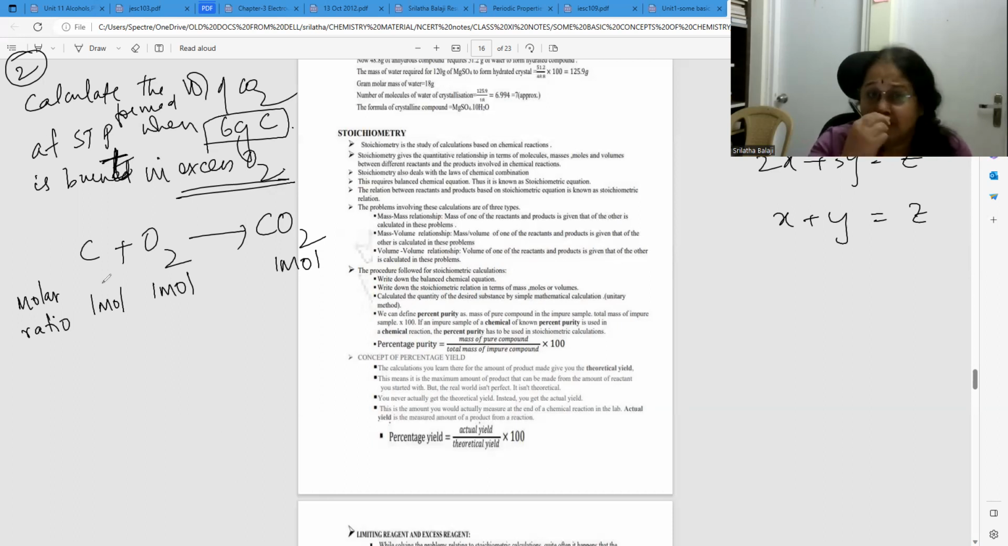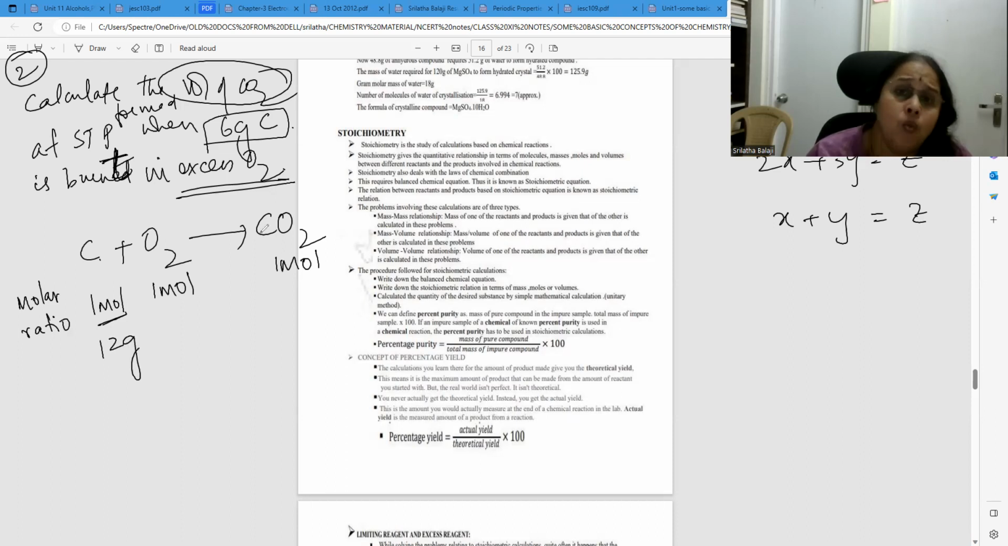So convert this. They're asking you to calculate volume of CO2, right? So what we want to bring in a relation here is a mass volume relation. So with respect to carbon and oxygen, carbon dioxide, we want a mass volume relation. So 1 mole of carbon, what's the mass of 1 mole of carbon? What's the molar mass? Atomic mass? 12. 12 grams. And what is the volume of CO2 at STP for 1 mole?